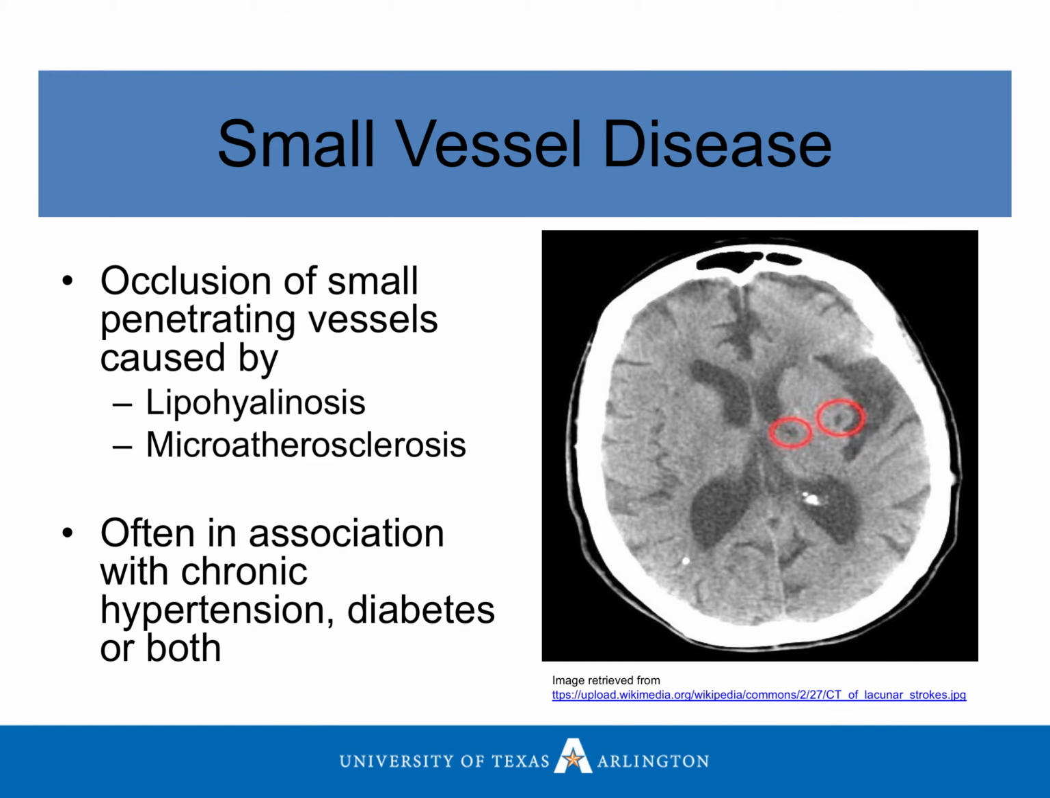Now, small vessel strokes may be the strokes that go unnoticed. The small vessel strokes are occlusions of the small little penetrating vessels that branch off those larger vessels. So they may not be supplying as much tissue with blood supply. If that gets blocked off, you may see these on imaging, but you may not have a lot of symptoms from them. They're usually caused from microatherosclerosis or lipohyalinosis, which is hardening and thinning of the little tiny blood vessels. It's often associated with individuals that have chronic hypertension or diabetes or both of those.